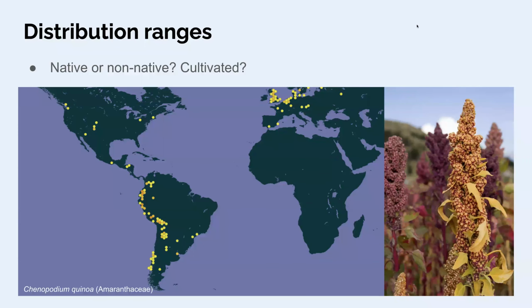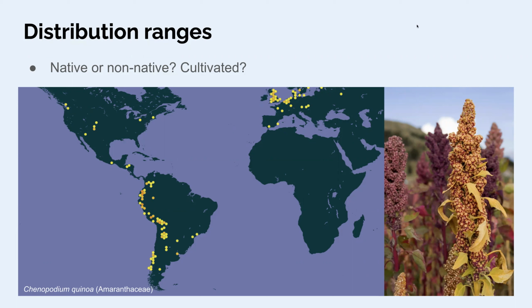So you can take these points on a map and reconstruct the range of a species. And we've talked before about the potential for sometimes you get points on a map that are not exactly natural points. So sometimes there's a mistake in how the data point was entered, or sometimes you have an actual collection of a plant that's just outside of its native range. So we talked about native and non-native plants before.